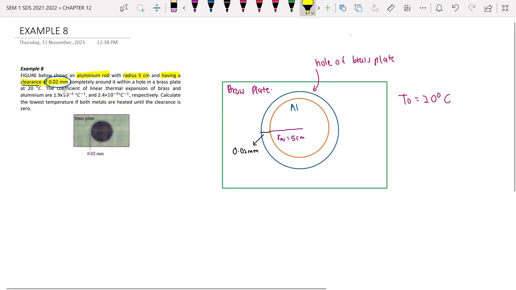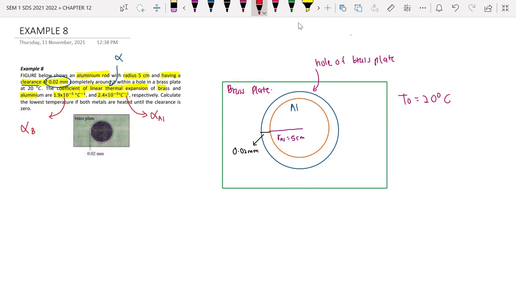Given the coefficient of linear thermal expansion, coefficient of linear. So alpha of brass and aluminium are 1.9 times 10 to the power of negative 5 per degree Celsius and 2.4 times 10 to the power of negative 5 per degree Celsius. This is the coefficient of thermal expansion for brass plate, and this is the coefficient of thermal expansion for aluminium rod.